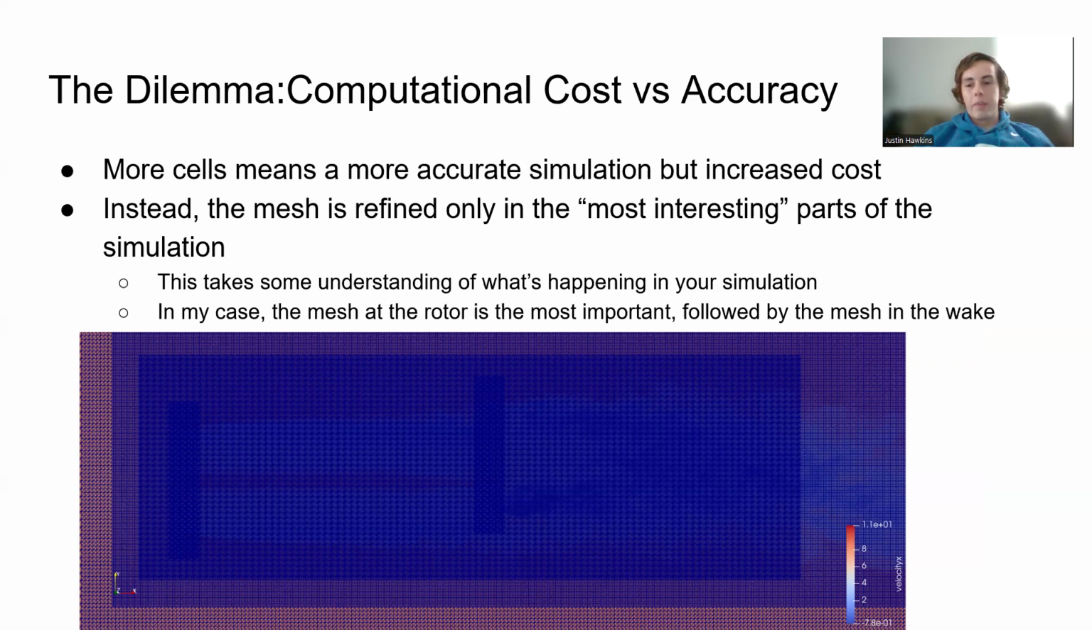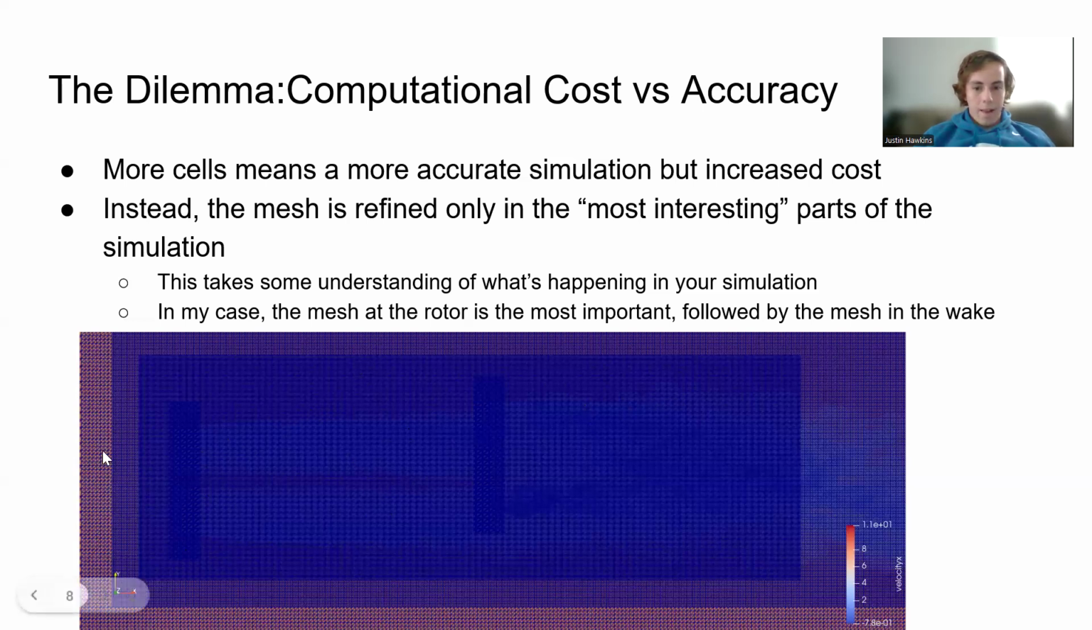Because the more cells you have, and specifically the smaller cells you have, the more accurate the simulations will be. But that also increases your computing cost, often very quickly. Adding more cells, adding smaller cells makes things take a lot longer. So how can we reconcile these two, that we want small cells but can't afford them everywhere? We just refine parts of the mesh of the domain where interesting things are happening. So in my case, this is the turbine rotors themselves and their wakes. That's the part I'm interested in.